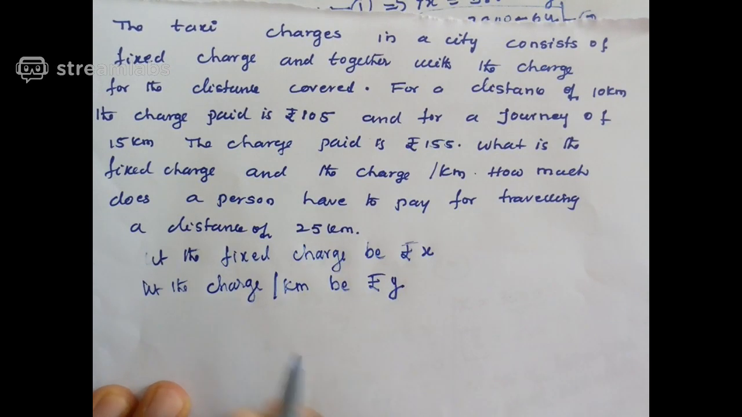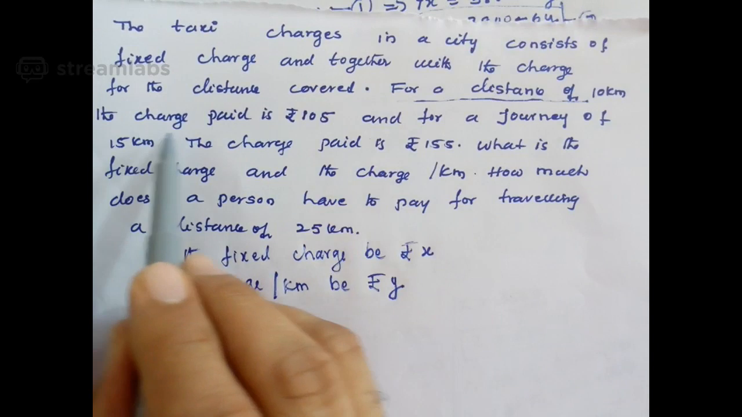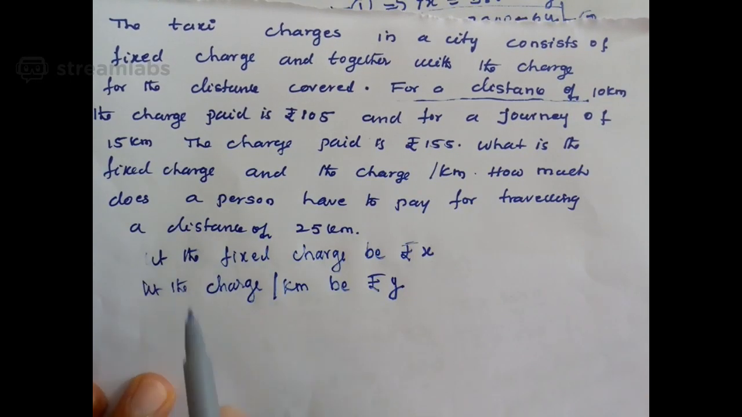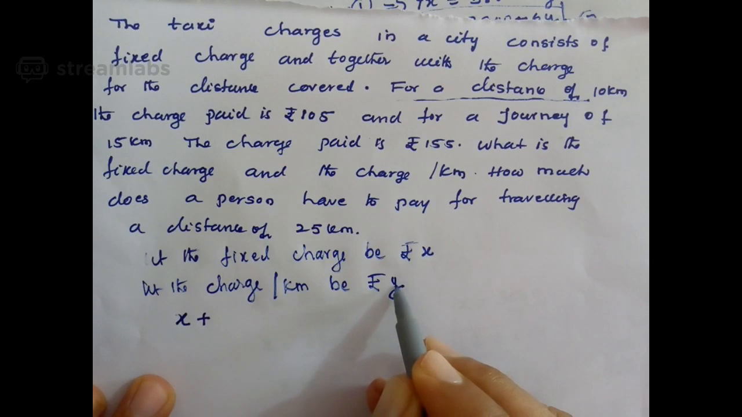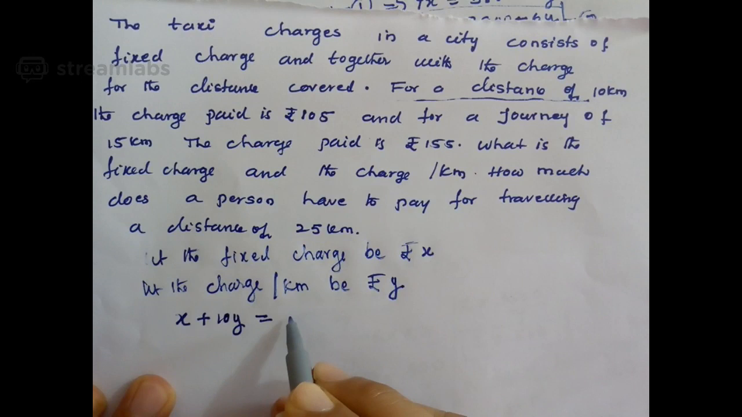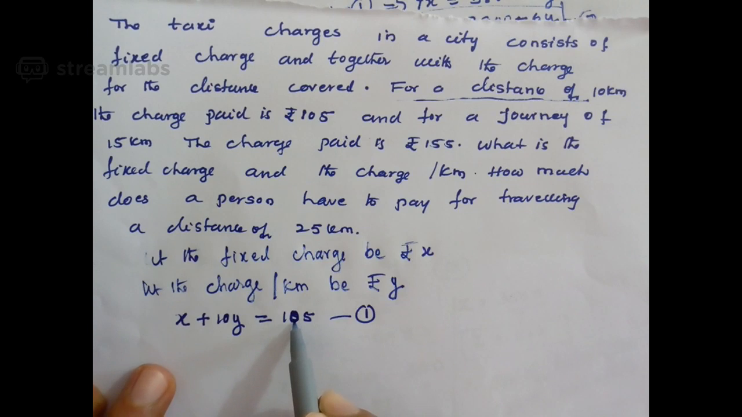Okay, now see this condition. For a distance of 10 kilometer, the charge paid is 105. How to write the equation? For a distance of 10 kilometer, there is a fixed charge x, and for 1 kilometer rupees y. For 10 kilometer it is 10y. So x plus 10y is equal to 105 rupees. Call this as equation number 1.